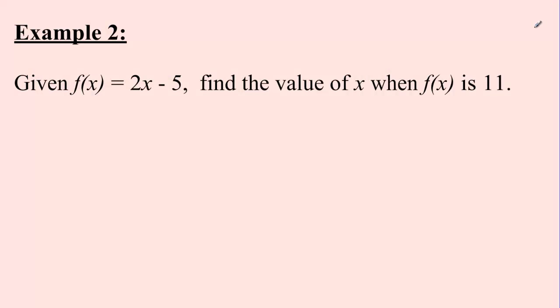Let's look at example 2. Given f at x, or our function, is equal to 2x minus 5, find the value of x when f at x equals 11. So what's different for this question compared to the previous example? Well, for the previous example, we were told what the values of x were, and we needed to figure out what the output was, or the f at x. Well, for this question, we're told what the output is. The output will be 11. We need to figure out what value of x gives us the output of 11. So what's the input to give us the output of 11?